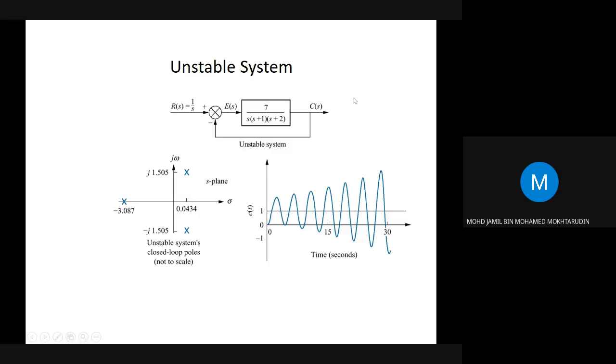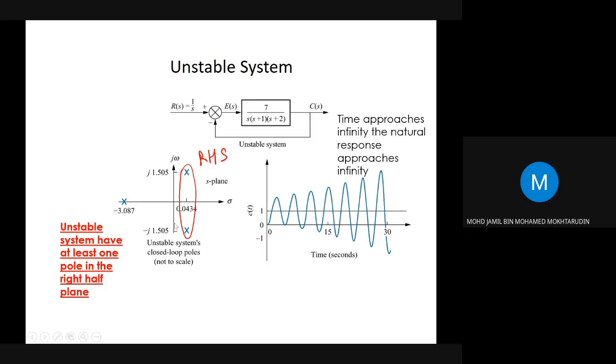Let's say you have another block diagram here with a different transfer function, and same thing, you find the roots of the denominator, or the poles, and plot them on the S-plane, and you will see there are two poles on the right hand side here. If you have poles on the right hand side, then the system will be an unstable system. So an unstable system has at least one pole in the right half plane.